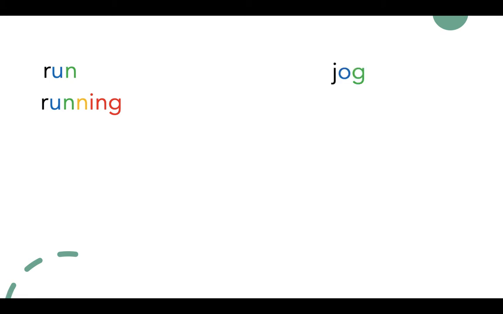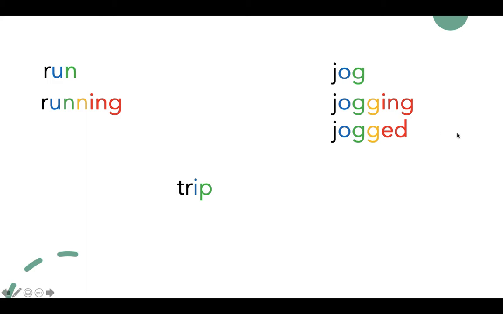If we have a look at jog, now you can add ed or ing to jog. Jog actually has one syllable. It has an O, so one vowel and one consonant. So we would double the consonant to jogged or jogging. Last but not least, we have trip down here. It's got one syllable, one vowel, and one consonant. So you can see that if we had tripping or tripped, you would double the consonant.